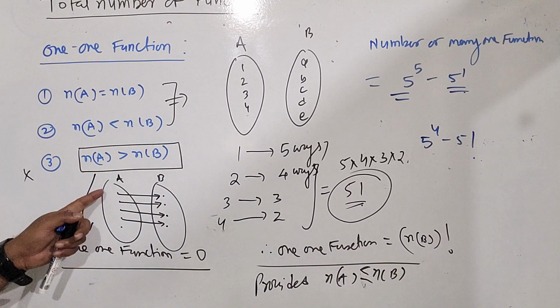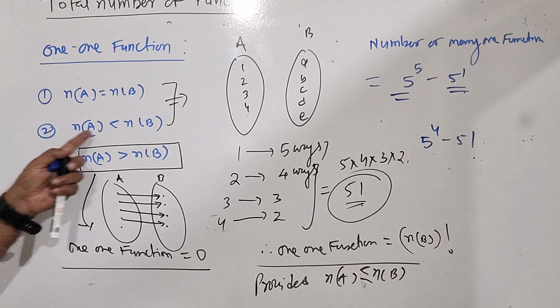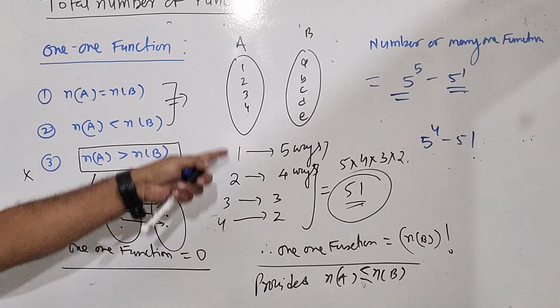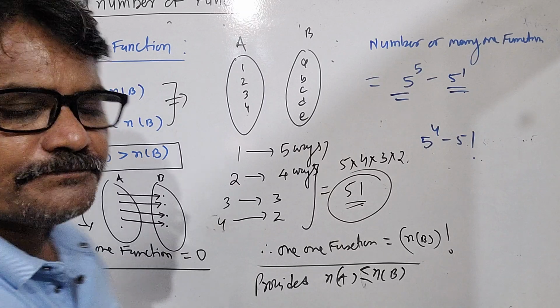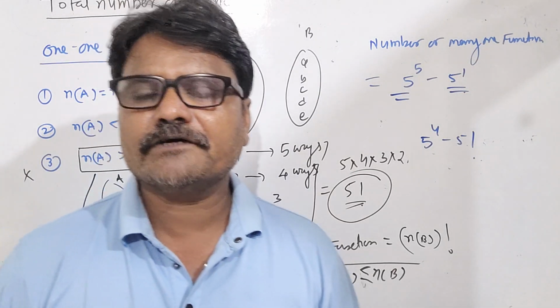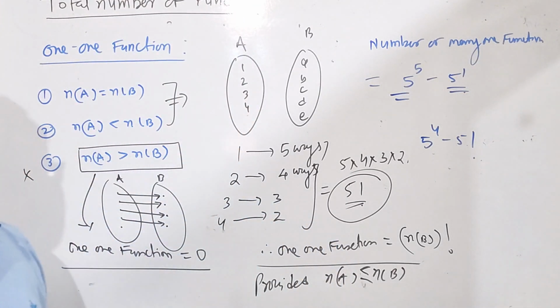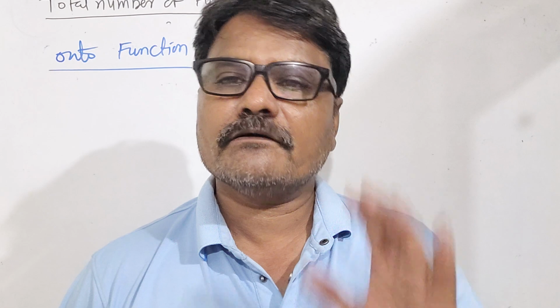जब मैंने यहाँ पे 4 elements लिए थे, जहाँ पे n of A is less than n of B में 4 elements लिए, so that time it is 5 की power 4 minus 5 का factorial. Very simple. So one-one function is over. Now we will see the total number of onto functions.